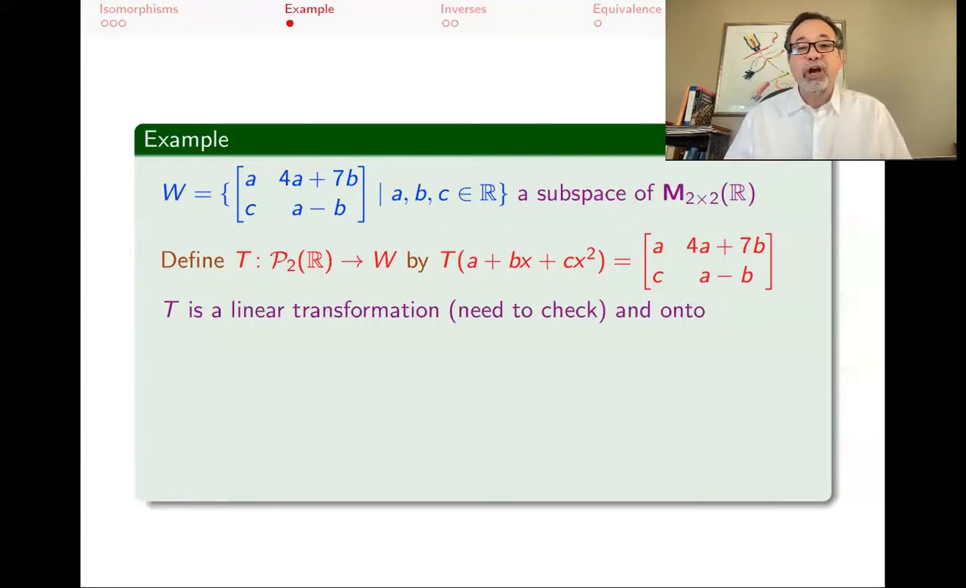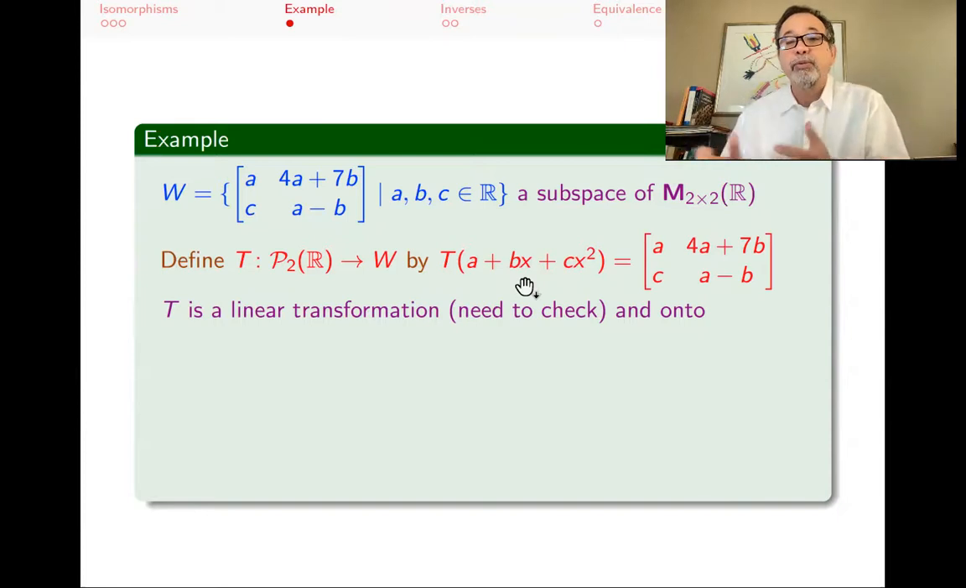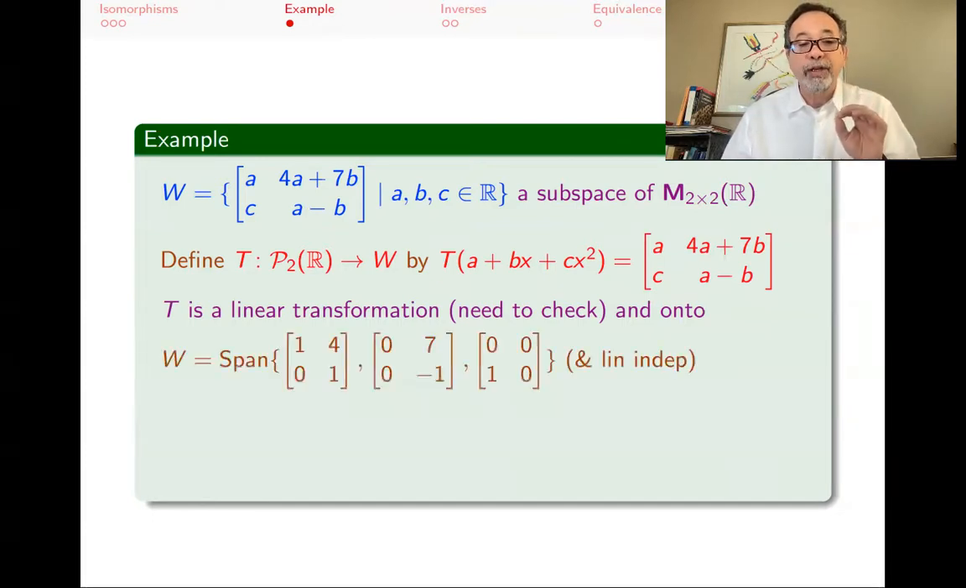The onto-ness is clear because the typical element of W is hit. If you give me an A, B, and C and tell me, okay, here's the element of W, where does it come from? I'll just plug it in here, and that same A, B, and C will tell you exactly what polynomial to send there. So the fact that it's onto is clear from the definition of T. So the only other thing I need to prove to show you that this is an isomorphism is to show that it's one-to-one.